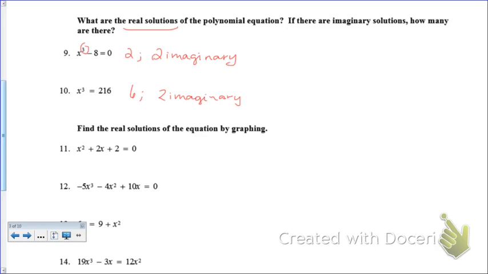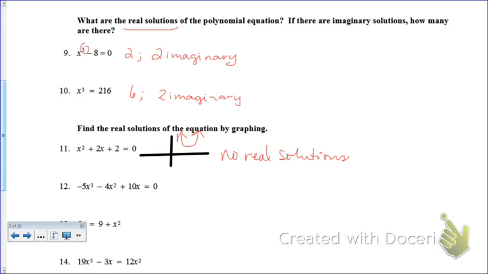Number 11, find the real solutions of the equation by graphing. So this time we're only listing the real solutions, the ones where they cross the x-axis. For number 11, this one is interesting because when we go to graph it, it's actually above the x-axis, and so it doesn't even cross the x-axis at all, which means there are no real solutions. Real solutions can only happen where it crosses the x-axis.